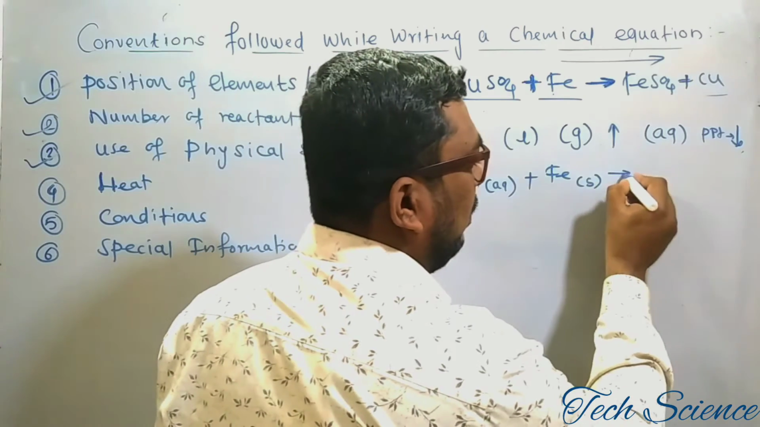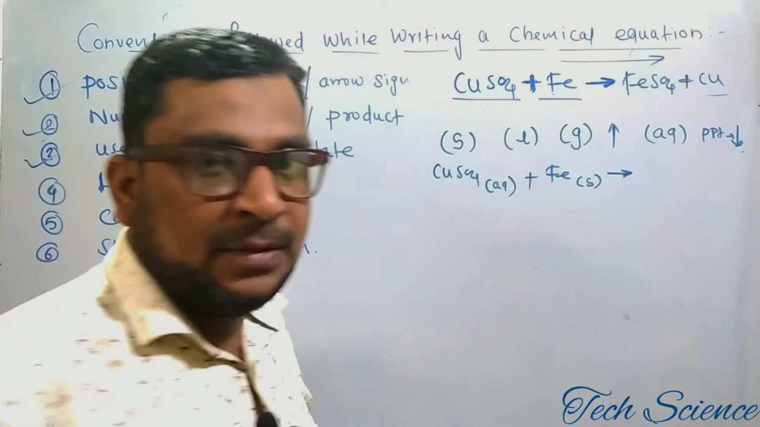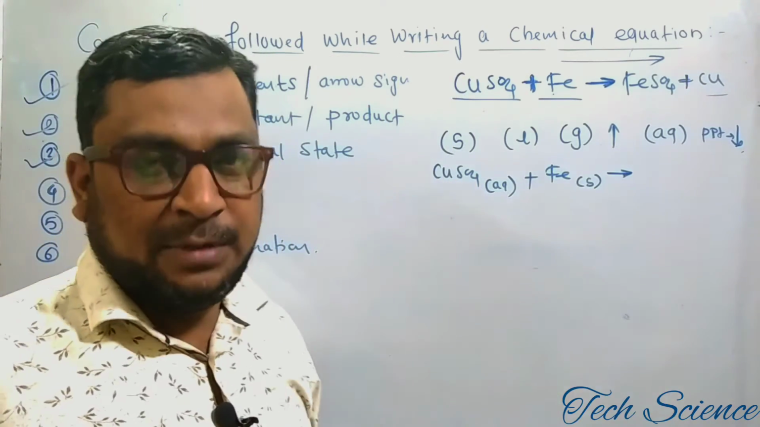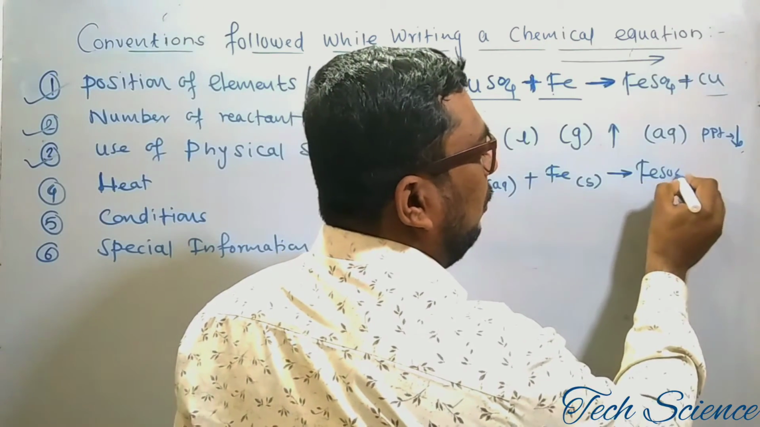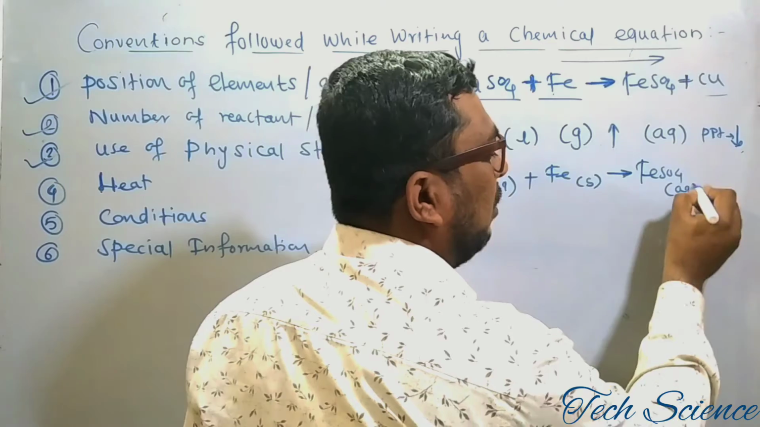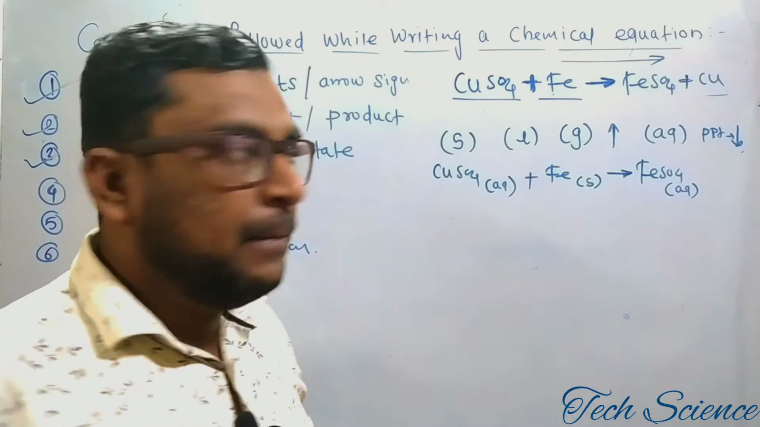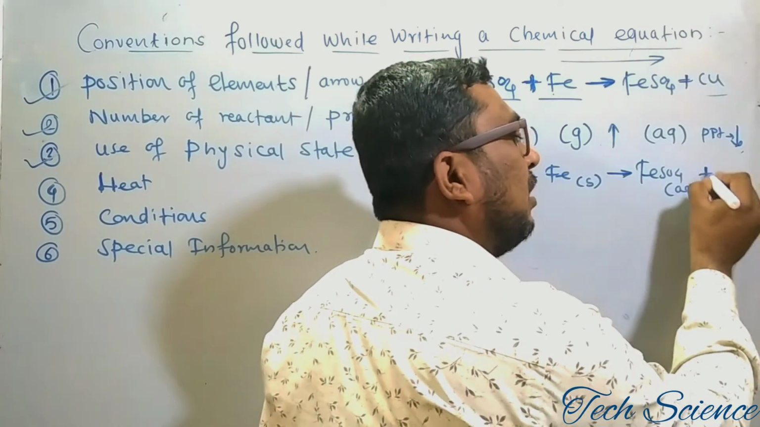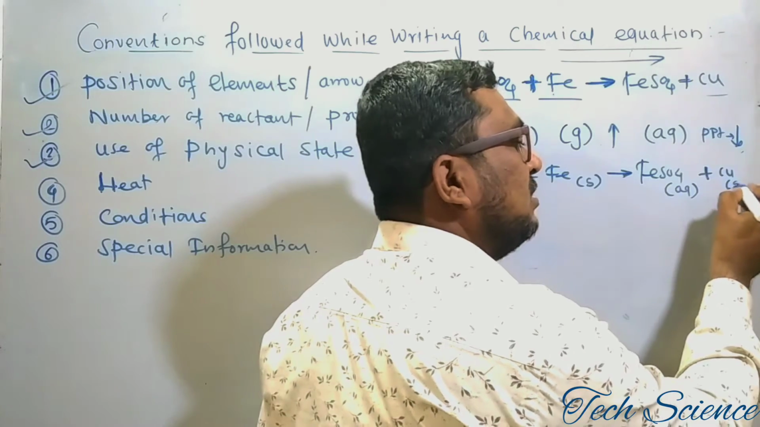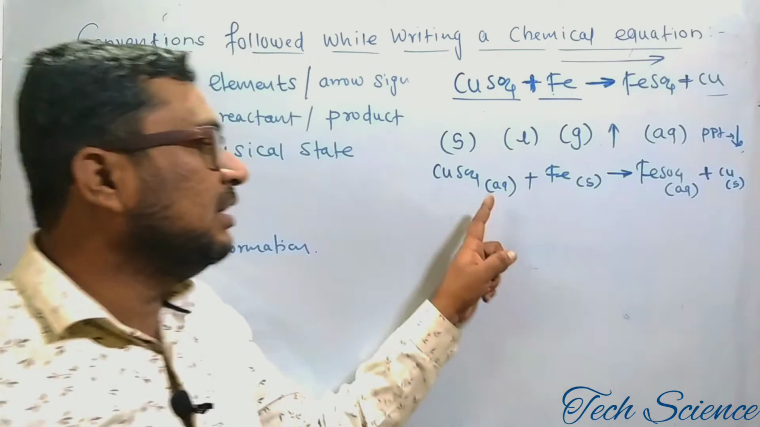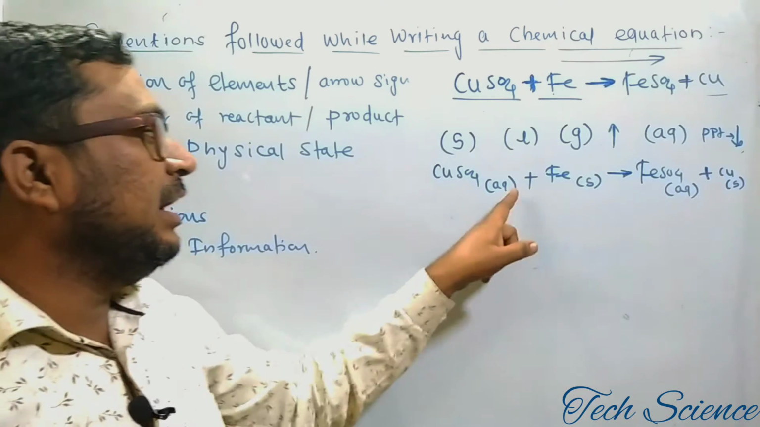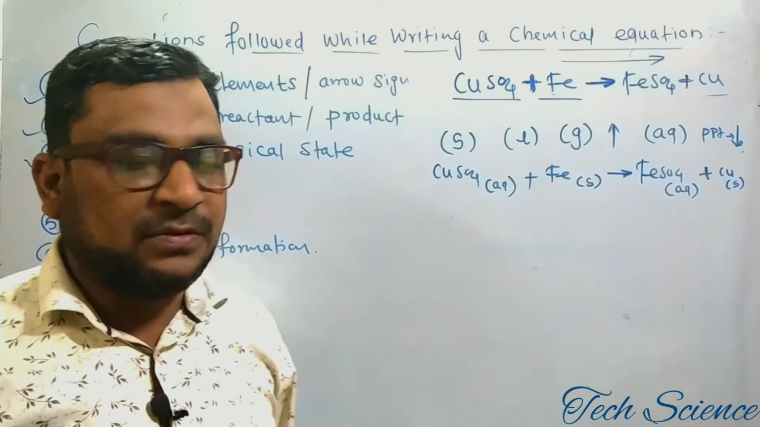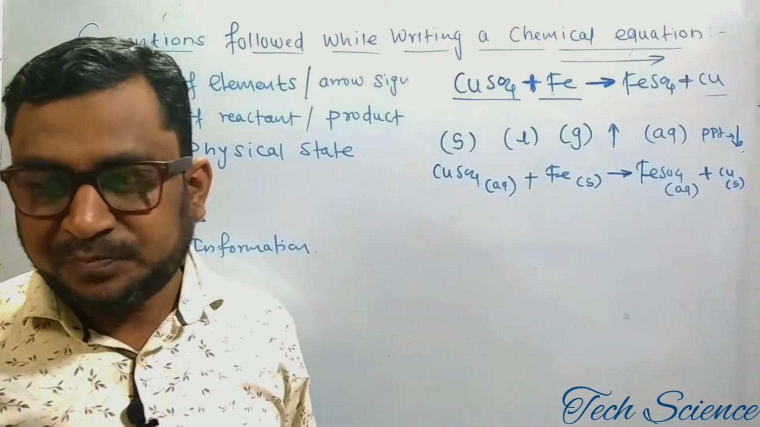Next one, the arrow indicates the direction of the flow of the chemical reaction. What happened here? An aqueous solution of ferrous sulfate has been formed, that is again AQ, plus copper, a layer of copper gets deposited, meaning it is in solid form. So this indicates that you have to write the physical state. You have to use the physical state. That's why the reaction is more readable.